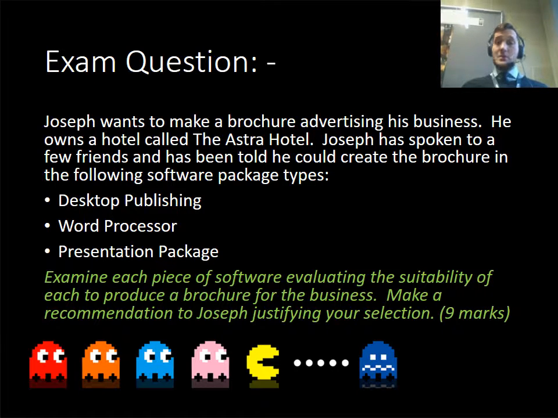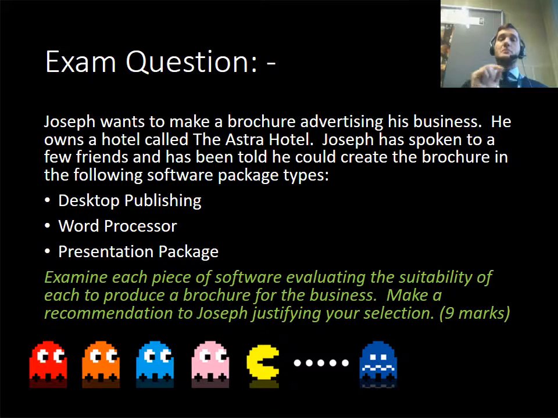In an exam situation, you may get asked a question such as, Joe wants to make a brochure advertising his business. He owns a hotel called Astra Hotel, and he's spoken to his friends and he wants to create a brochure. For a question like this, you're going to have to examine each piece of software. So you want to start off by explaining what desktop publishing is used for, what word processing is used for, and what a presentation package is used for, because you're going to get marks to show that you know each of these inside out.